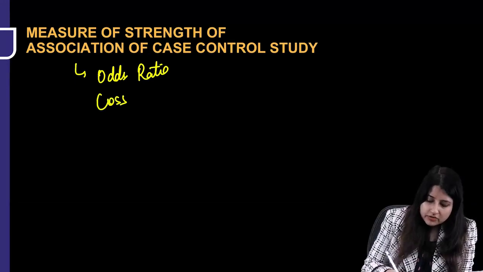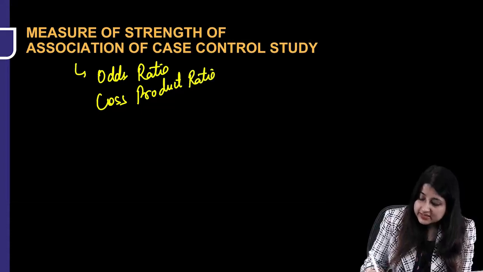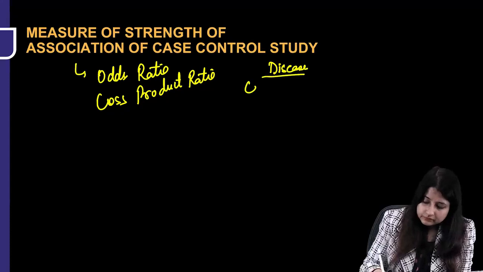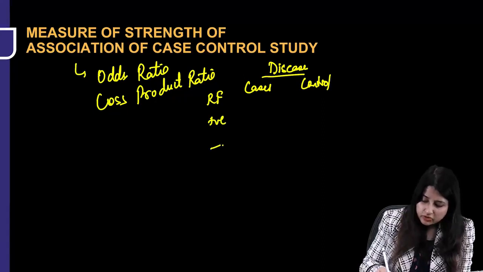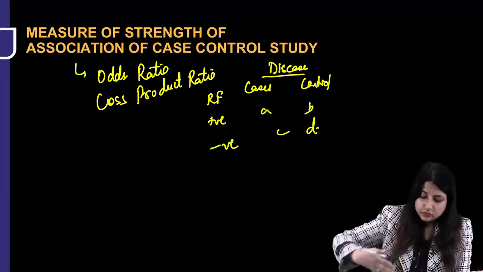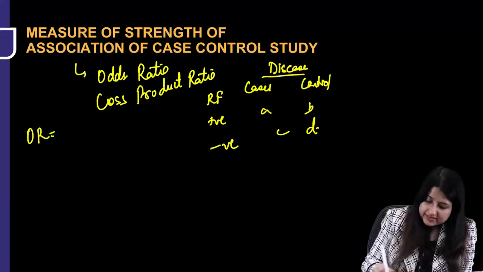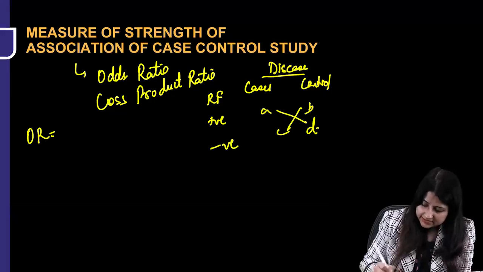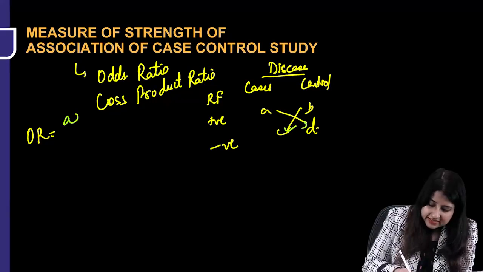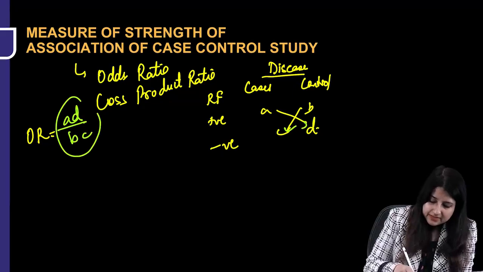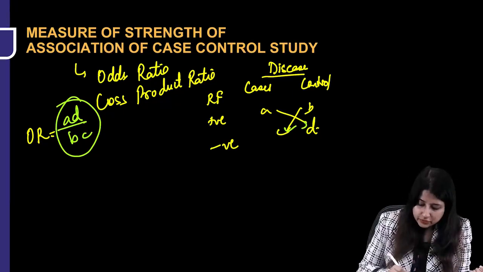Alright. Or you can also say it as cross product ratio. So what is this? Suppose here I have disease, cases and controls. Here risk factor present, not present. Again the same thing, A, B, C, D. Outcome, exposure. So odds ratio is a cross product ratio. What does this mean? That means AD upon BC. And what are the values that you can get?